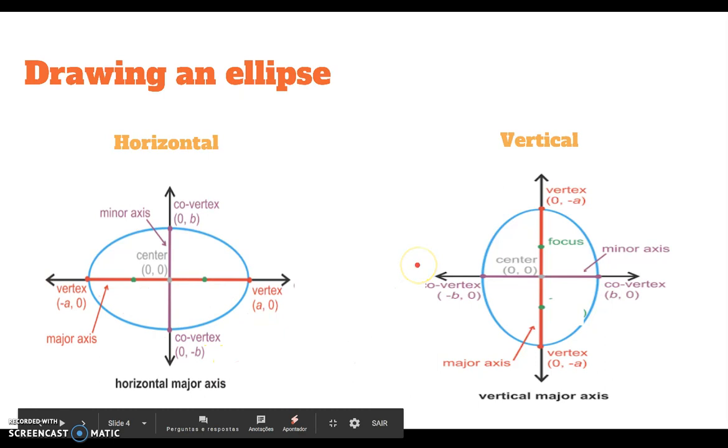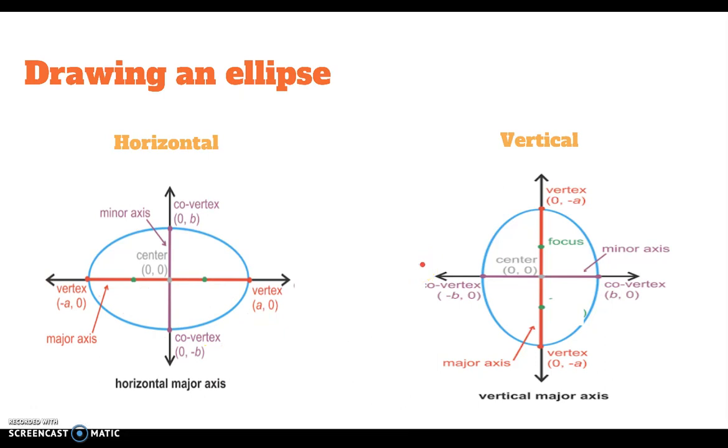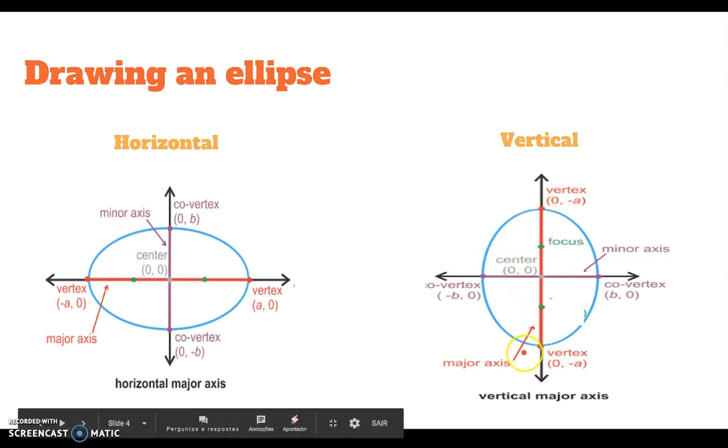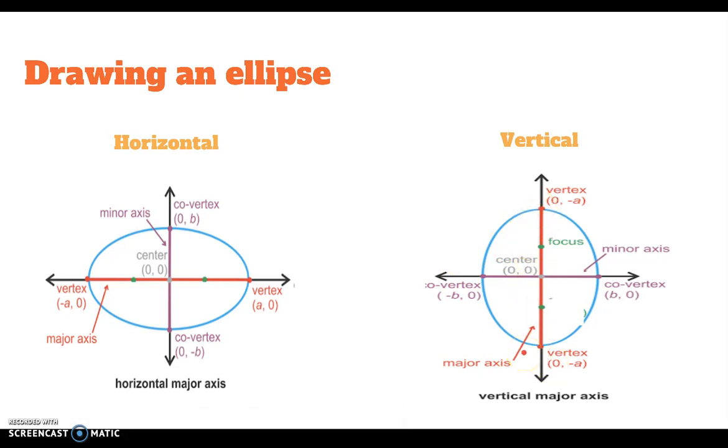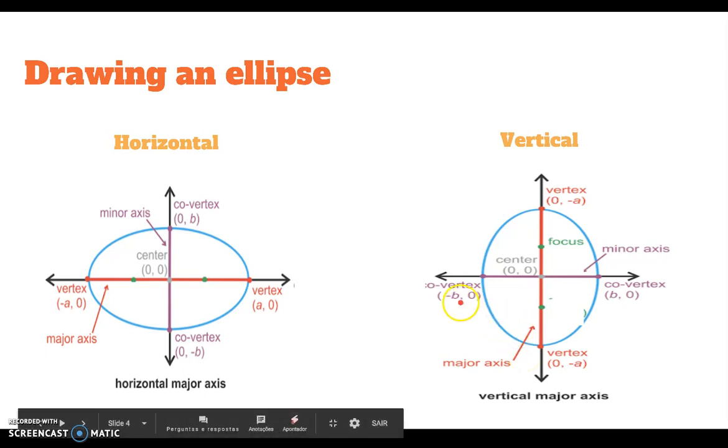And now the vertical. The vertical ellipse has a vertical major axis. In this case, the red line here is the major axis because it has the major length. And the horizontal axis is the purple one. And it's also centered.